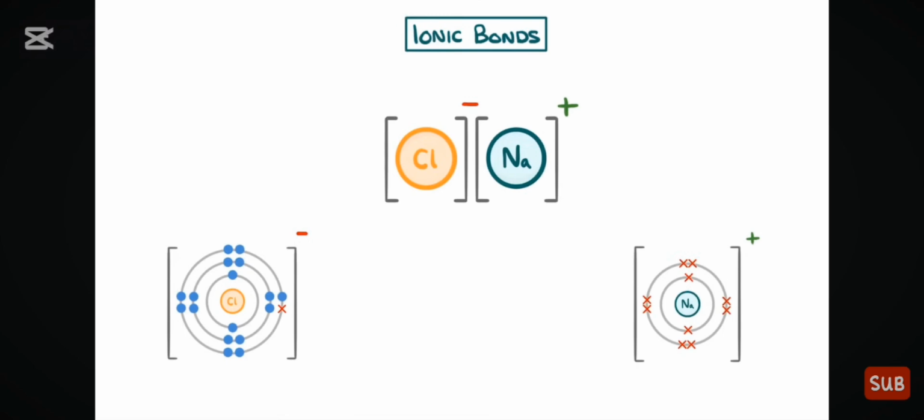In today's video, we're going to take a look at how particles can bond together through ionic bonds. And to explain this, we'll take a look at some dot and cross diagrams. First though, I just want to recap what ions are.